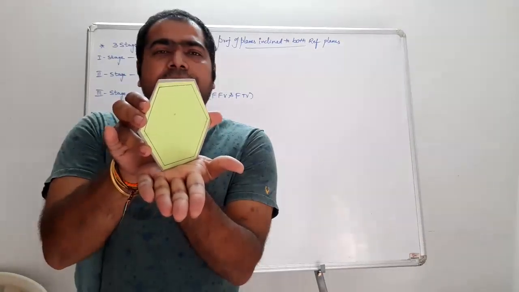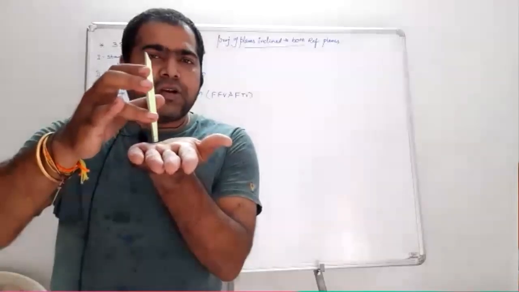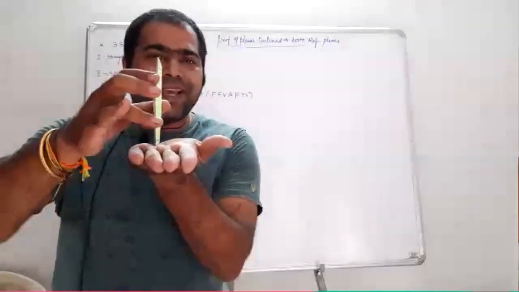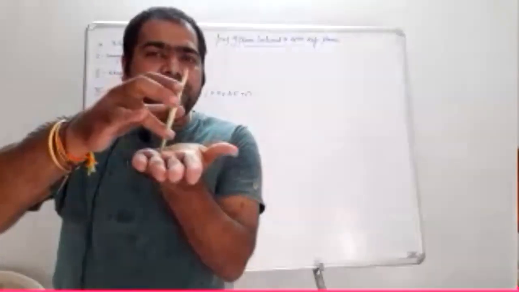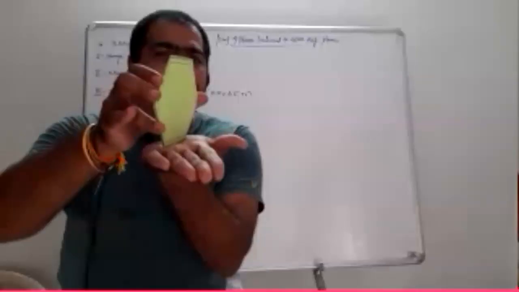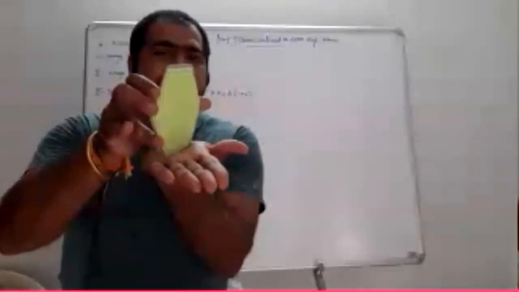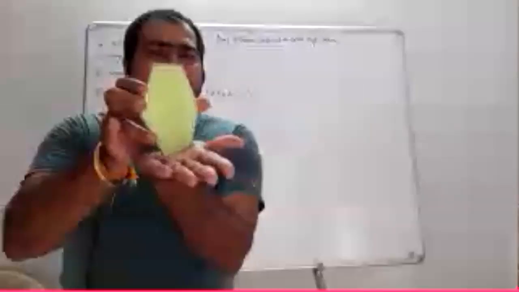Now, how many inclinations are we obtaining? Two inclinations. What was there? First, the edge is resting on HP and the hexagonal plane is making an angle of 45 degrees to the HP like this. Next, the edge which is resting on HP is making an angle of 30 degrees to VP. So here, one is surface inclination, the second one is edge inclination.